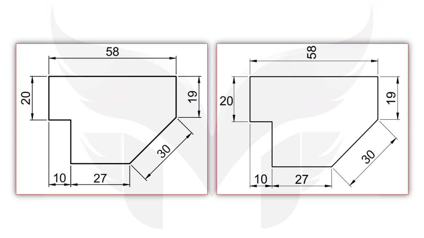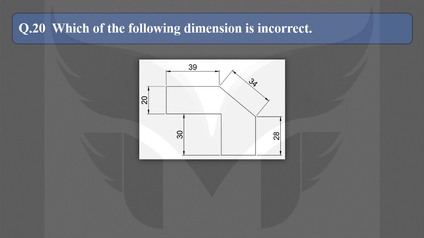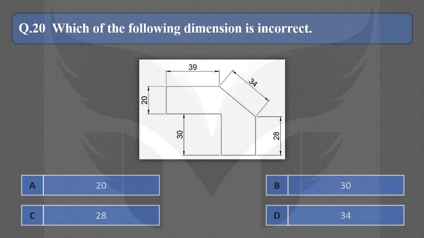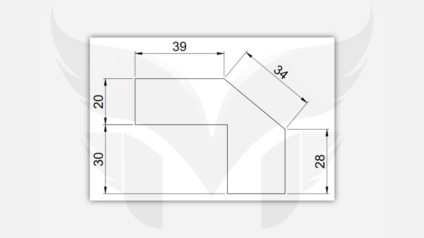Great. Now the next question is, which of the following dimensions is incorrect? And here are our options: 20, 30, 28 and 34. And the correct option is B. Means the way this dimension 30 is given is not right. It is incorrect. And what's wrong in it? Remember, as per the rule of dimensioning, as far as possible, do not use the object's outline as an extension line. So, draw a separate extension line to give this dimension 30. And let's see the correct way of giving it. And here it is.